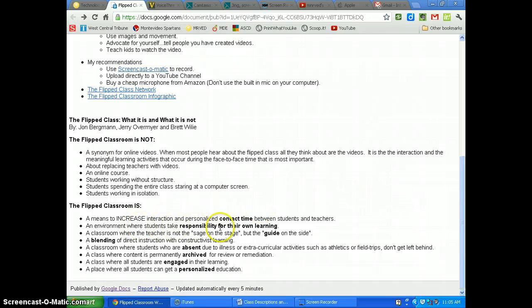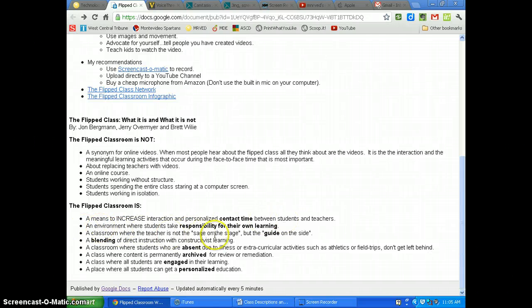It's also an environment where the students, as they're working along, and if you have a series of videos laid out, are going to take responsibility for their own learning. They're going to start working at their own pace. Some are going to go ahead, some are going to maybe fall behind a little bit. And so having expectations of your students up front is very important in the full flipped classroom.